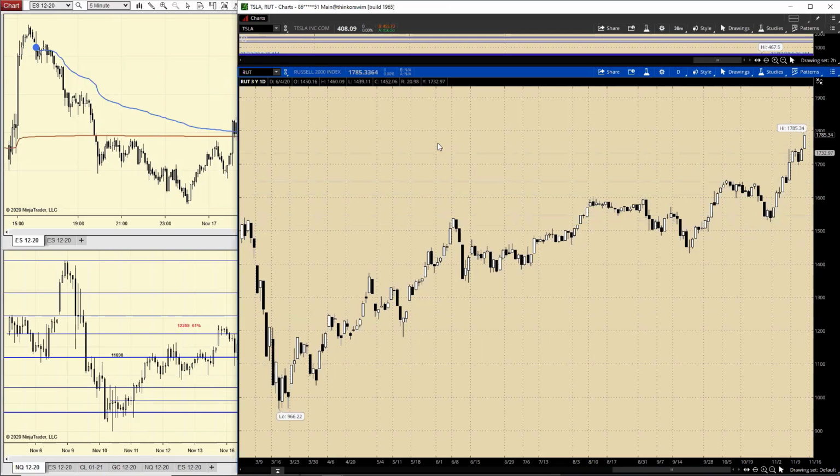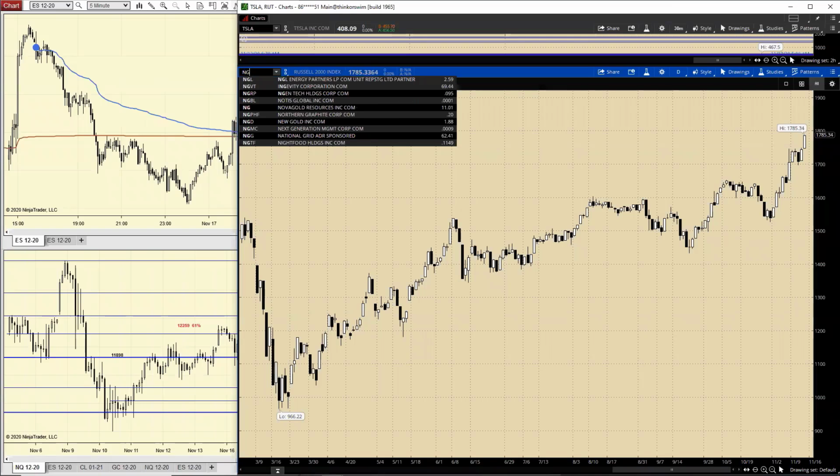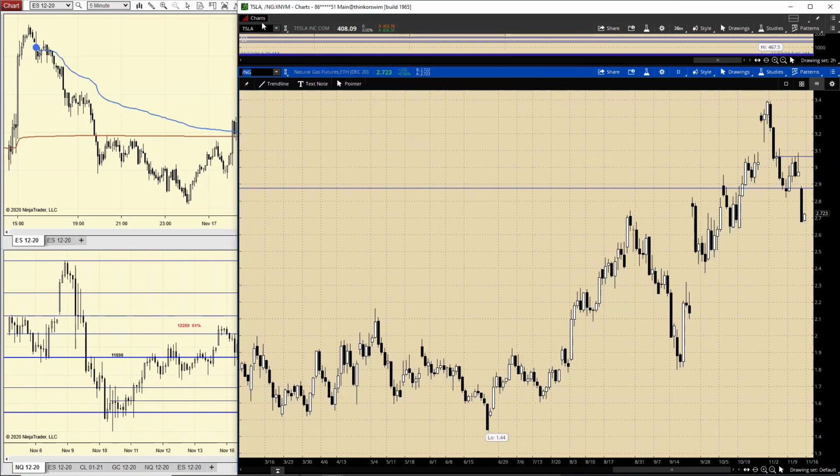And then natural gas. This held. Remember, we went over this last week, and we said we'd have to close above this area, and that could really take off. And look what we did. We fell back.